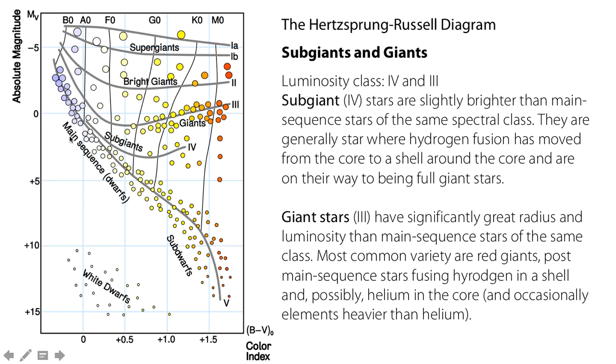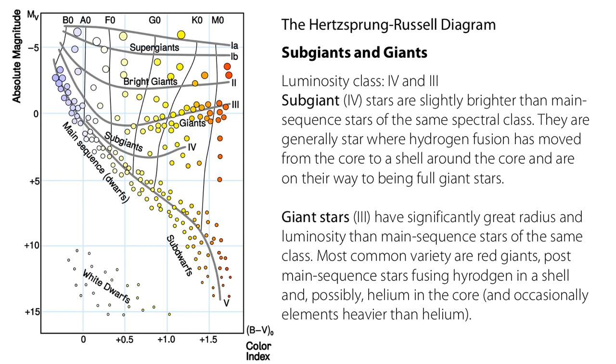Above the main sequence in our chart, we have the subgiants and the giants. These are no longer main sequence stars. These are post-main sequence stars. All of these stars that are not on the main sequence are post-main sequence stars. The full details will wait until a future unit, but suffice it to say that hydrogen into helium is no longer happening in the core. That doesn't mean it's no longer happening. It just means it's no longer happening in the core.